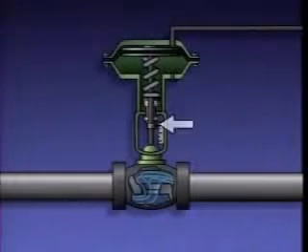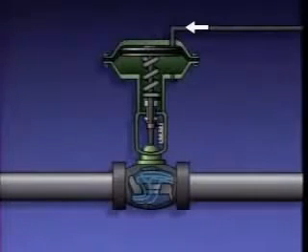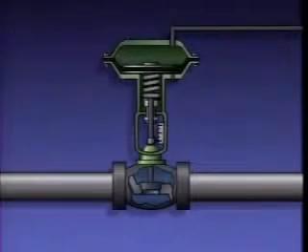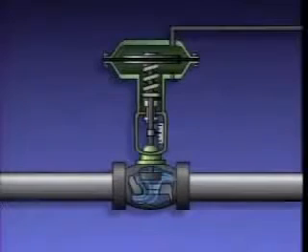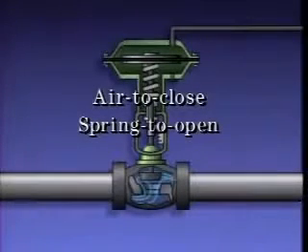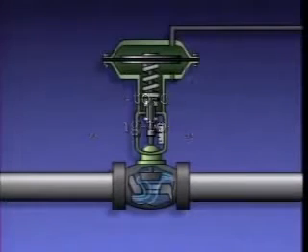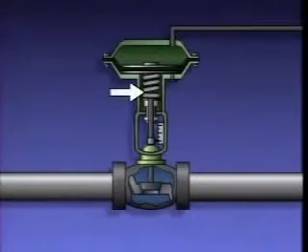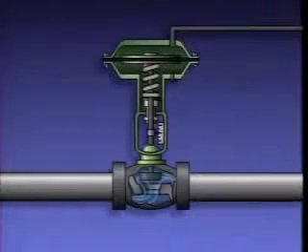These actions make stem movement and therefore valve position proportional to the amount of air pressure applied to the actuator. Controlling the applied pressure enables the actuator to position the valve anywhere within the limits of travel for the actuator. This type of actuator can be called an air-to-close, spring-to-open actuator because air pressure moves the stem to close the valve and a spring moves the stem to open the valve.